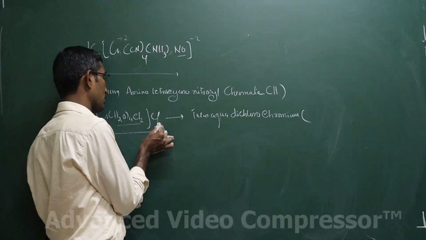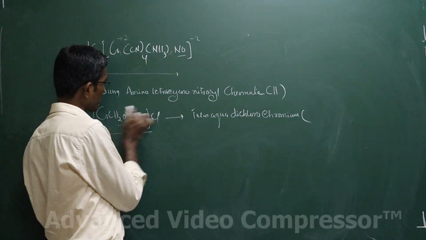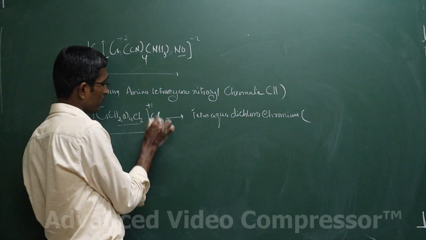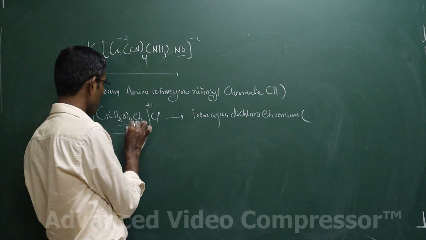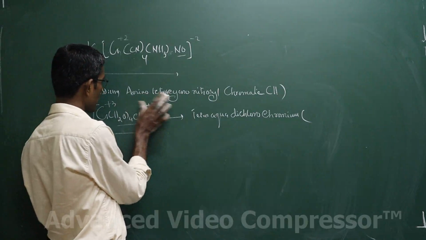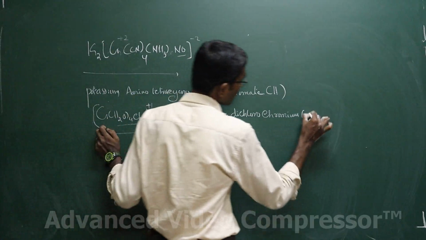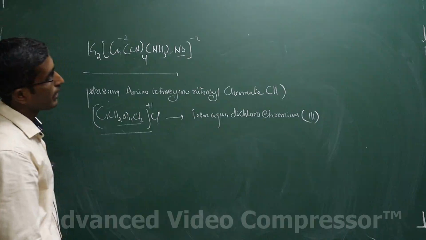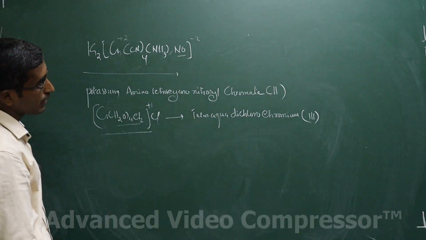2 chlorine here, 1 chlorine here. The charge of the complex will be +1, that is why we have a -1 outside. To have a +1 here, the oxidation state should be +3, since the two chlorides give -2. That means the oxidation state of the chromium is +3. Keep it in brackets, 3. Tetraaquadichlorochromium(III). Right, clear?